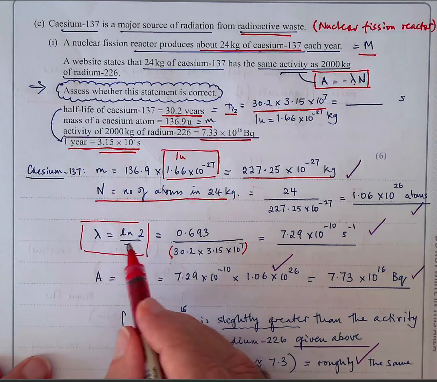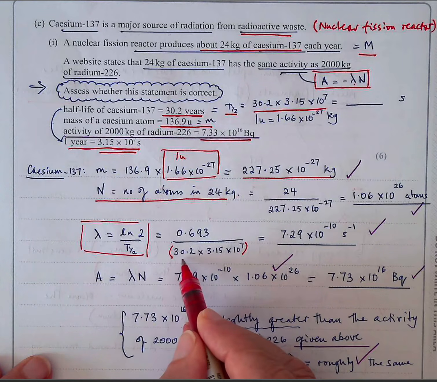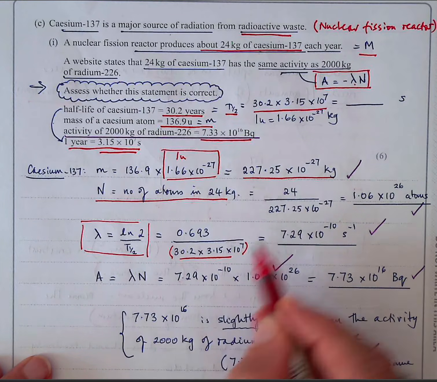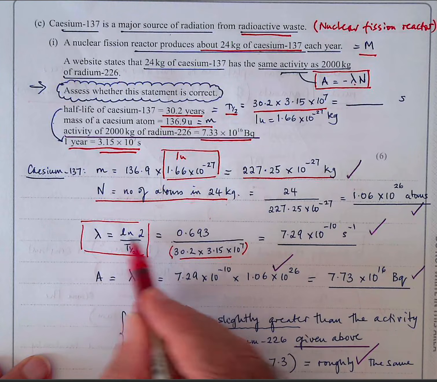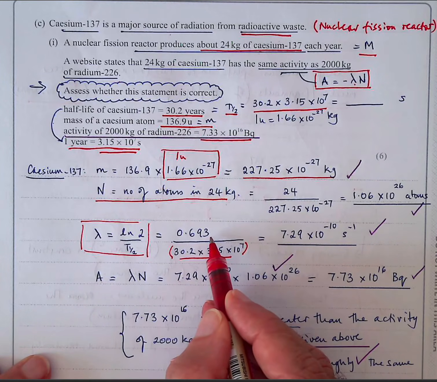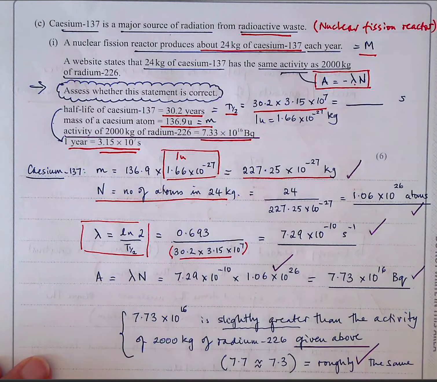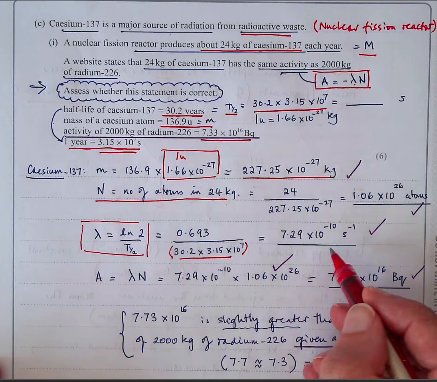Okay, now we know half-life can be calculated in seconds. We've got the natural log of 2, which is always 0.693. You can try that on your calculator if you didn't remember that. You can then work out the decay constant.